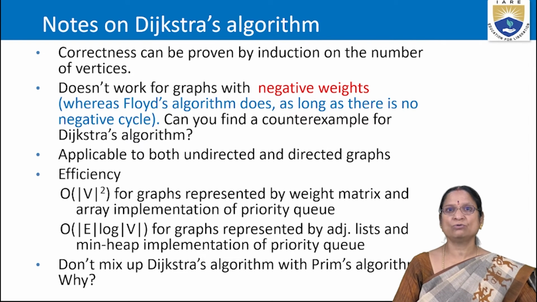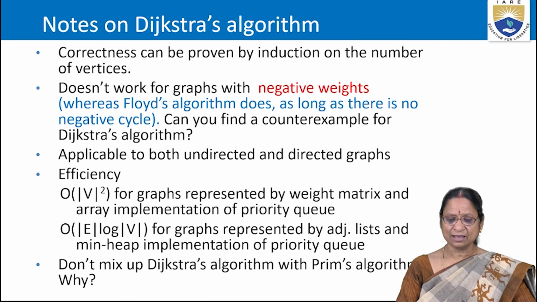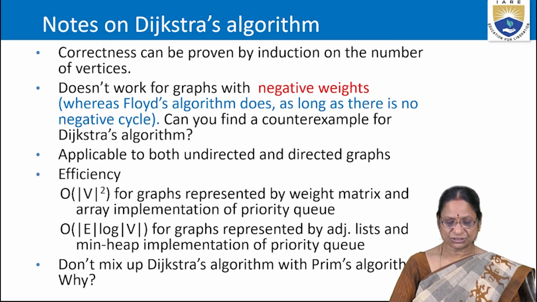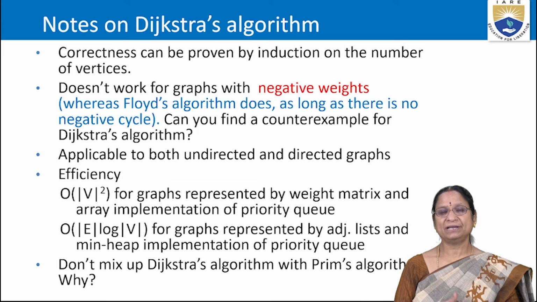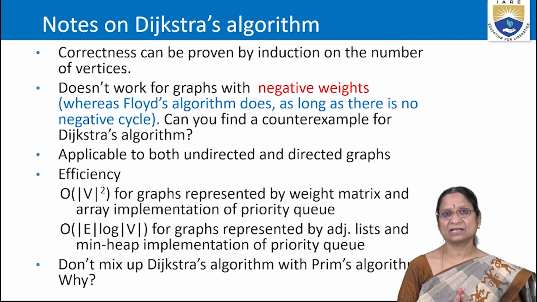Can you find any counter example for Dijkstra's algorithm based upon this negative weight? We can take an example and you can check it once. And Dijkstra's algorithm is applicable for both directed and undirected graphs. And efficiency, we'll discuss these two characteristics after the algorithm explanation. But remember, Dijkstra's algorithm should not be considered the same as Prim's algorithm. Please remember, because Prim's algorithm is for construction of the minimum cost spanning tree.